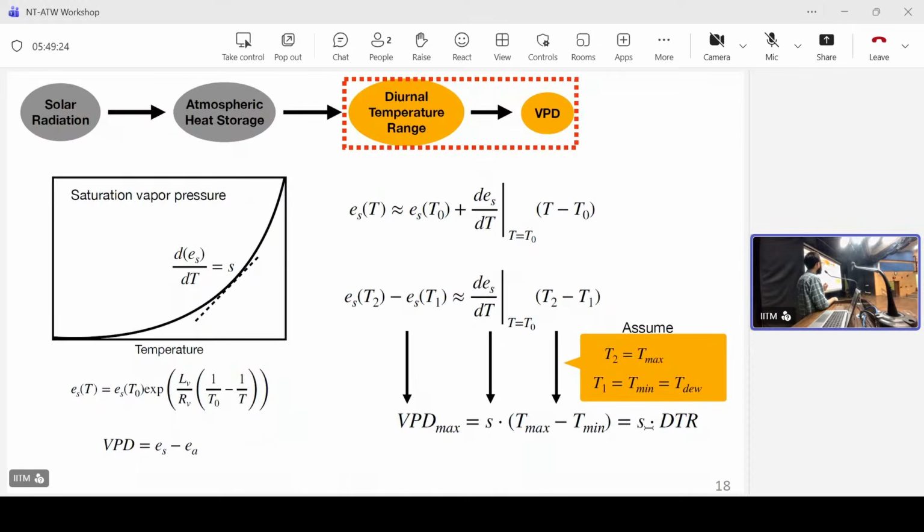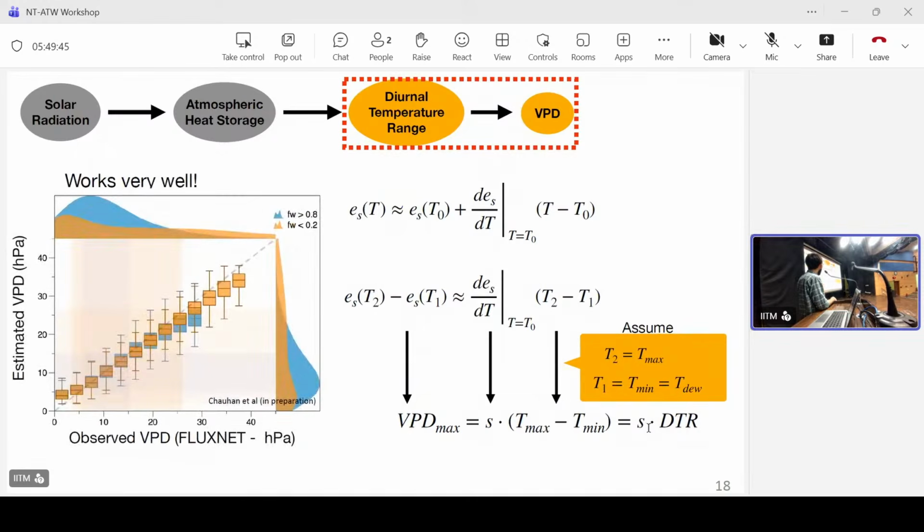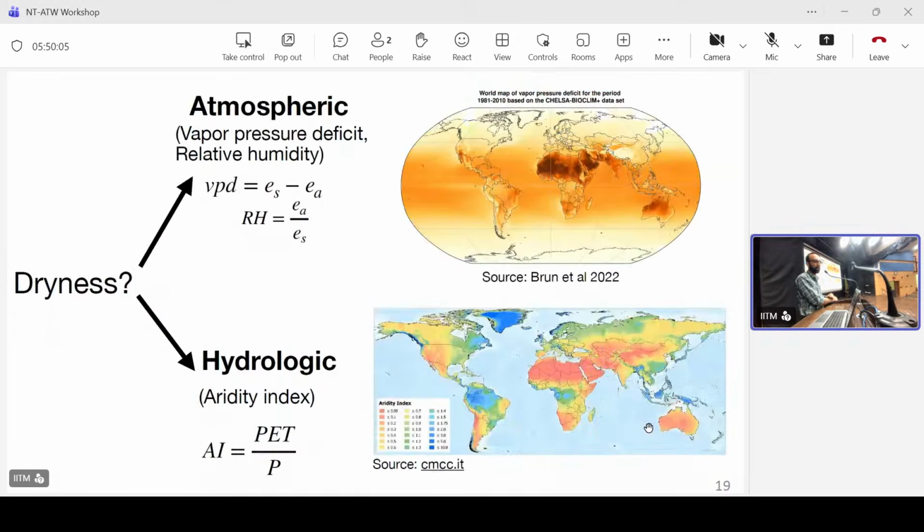And I've added a small approximation here: let's assume T min is always equal to dew point, which, if you look at the data sets, works reasonably well. More than 75% of the Earth's observations generally follow this. So then you can write vapor pressure deficit as the slope of the saturation vapor pressure curve times diurnal temperature range, which actually works very well. This is observed from FluxNet, and the y-axis is the estimate, and you see it for two types of regions. One is dry, one is wet. So we can now estimate the dryness of the atmosphere, the atmospheric branch of estimating dryness that I showed you, very well using first principles and thermodynamics.